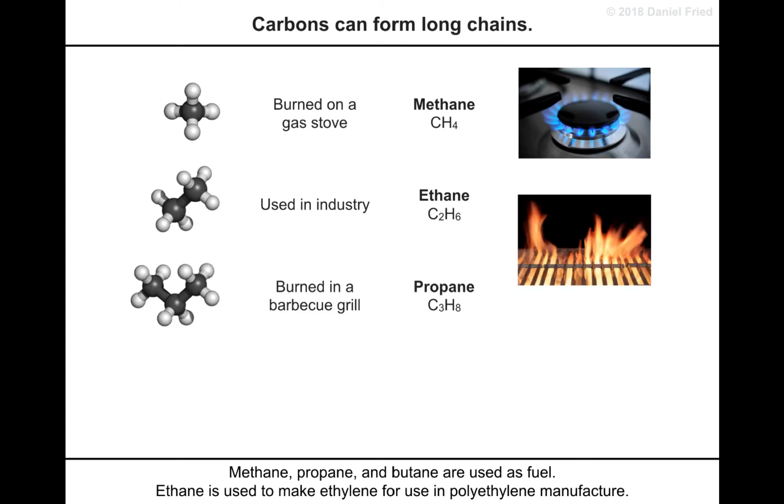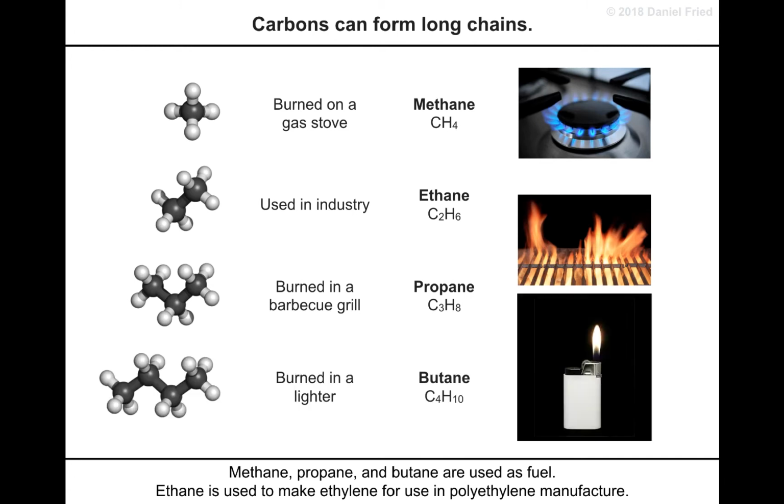The next hydrocarbon, 1 more carbon, is propane. You can have them look at the formula, try to figure out the structure, or look at the structure, figure out the formula from it. This is what you're burning in your barbecue grill. And then we have a longer chain hydrocarbon, which with 4 carbons is called butane, C4H10. This is what's going on in a cigarette lighter.